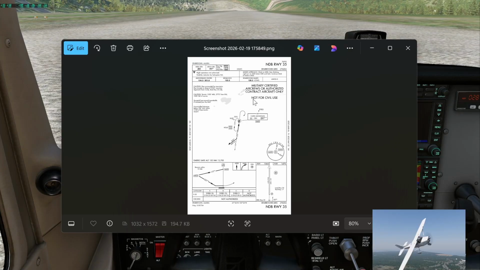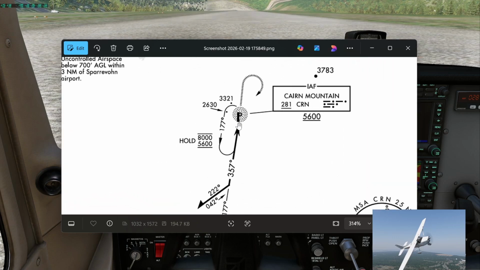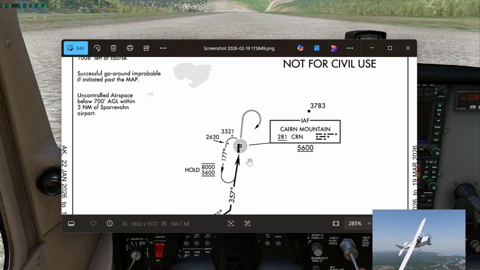This is the same approach we did in part 1, same frequency, 281. Sperryville, Alaska. Here is the NDB. We'll scroll in closer. Our whole game plan is we're going to take off on runway 35. We'll go northbound. We'll clear these ridges. Since it is VFR, we'll do our best. And then we'll intercept the 357 bearing outbound.